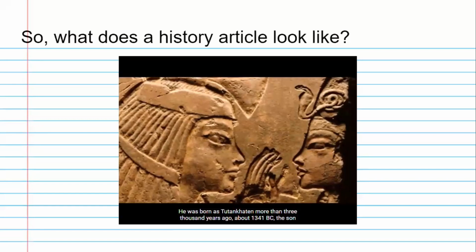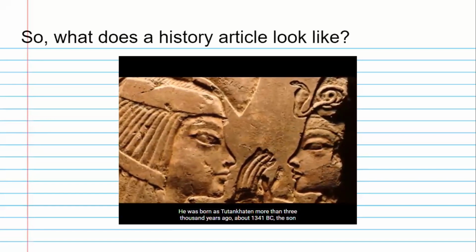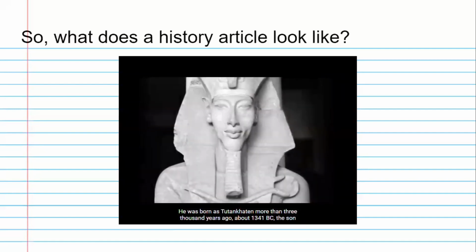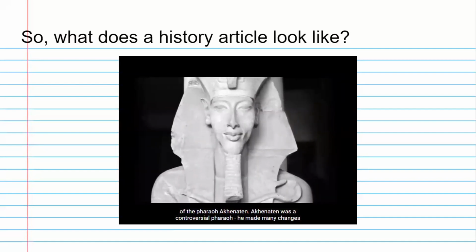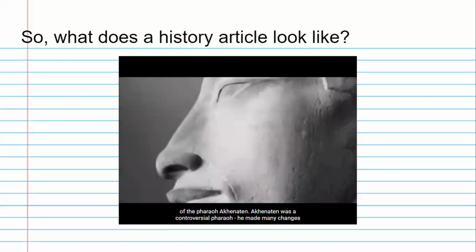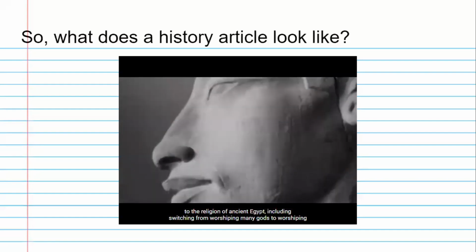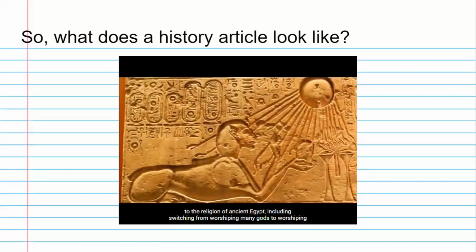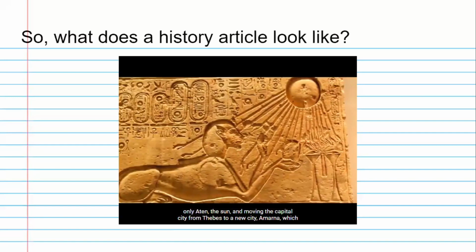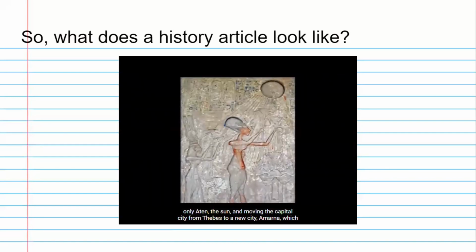He was born as Tutankhaten more than 3,000 years ago, about 1341 BC, the son of the pharaoh Akhenaten. Akhenaten was a controversial pharaoh. He made many changes to the religion of ancient Egypt, including switching from worshipping many gods to worshipping only Aten, the sun, and moving the capital city from Thebes to a new city at Amarna, which he built.